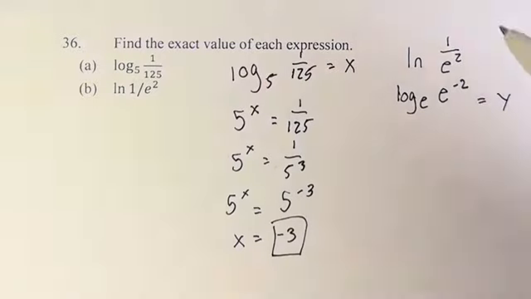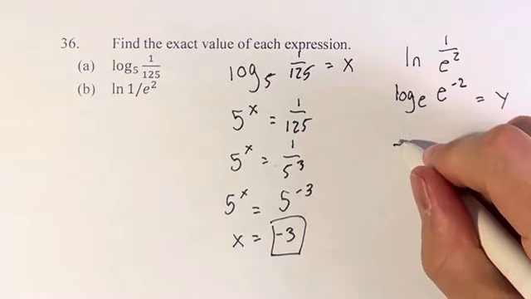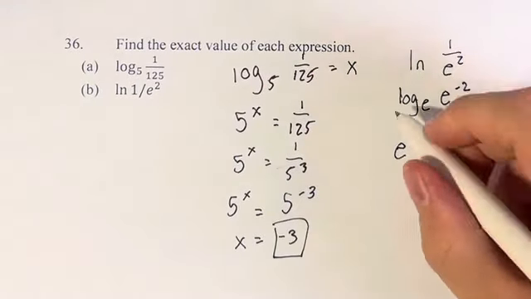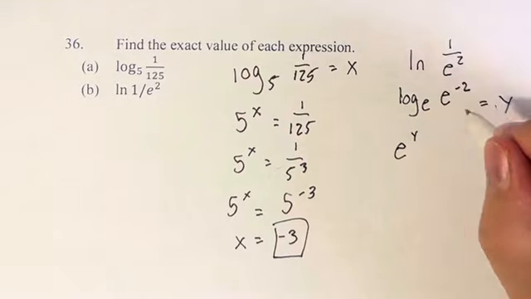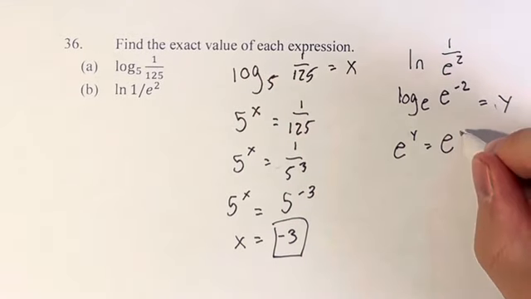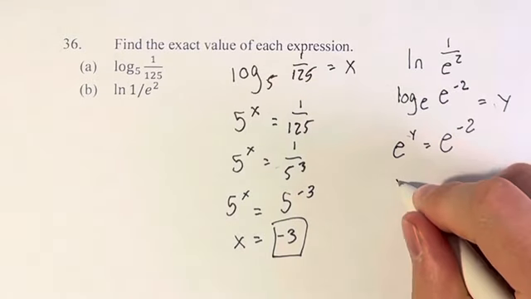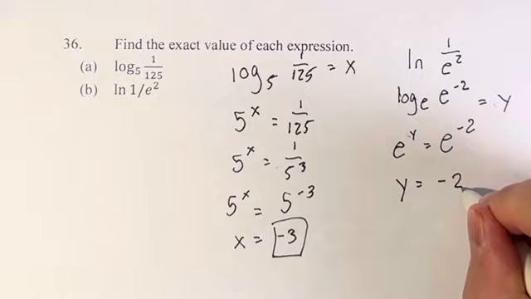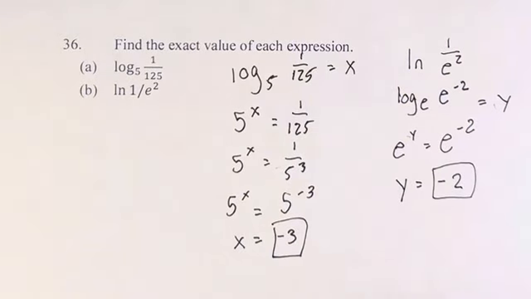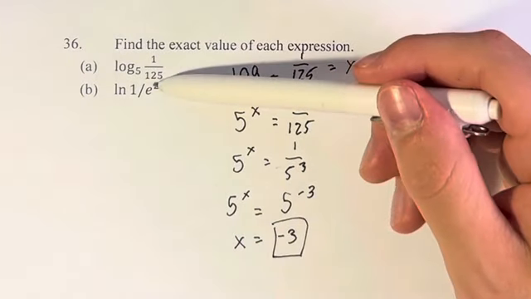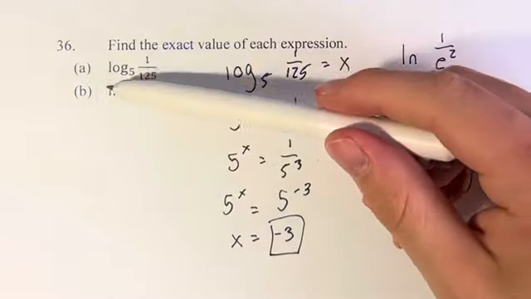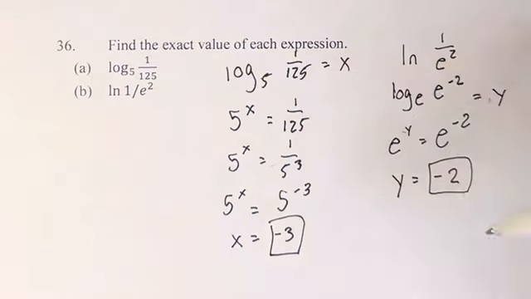And just as before, we take the base, e, to the power of whatever the log is equal to our final value, which is the thing that the log takes on. e to the y is equal to e to the negative 2. Therefore, the exponents y equals negative 2. Therefore, log base 5 of 1 over 125 is negative 3, and the natural log of 1 over e squared is negative 2.